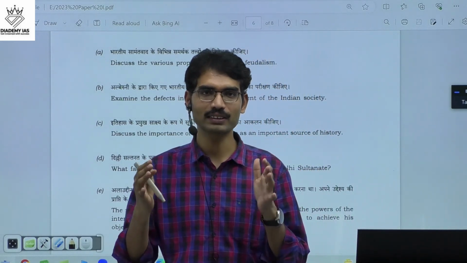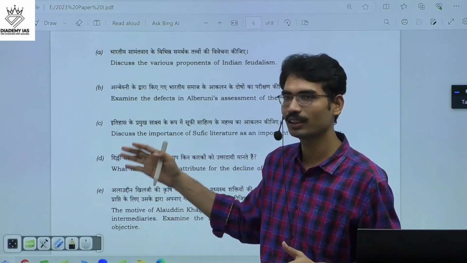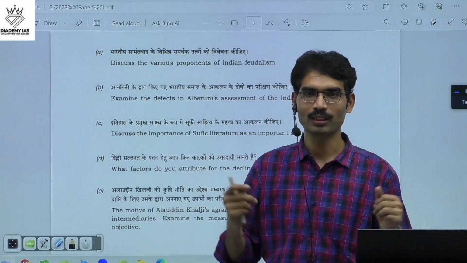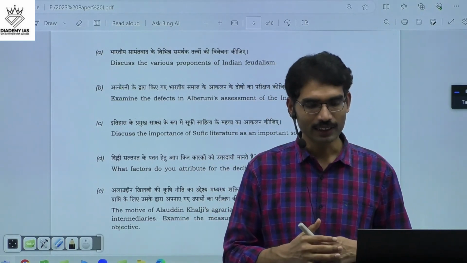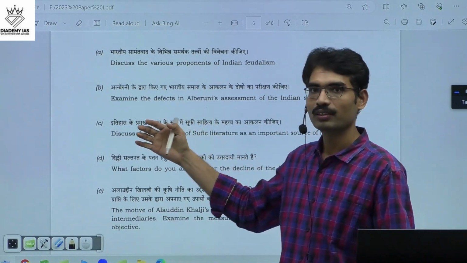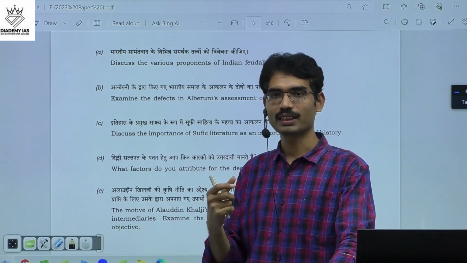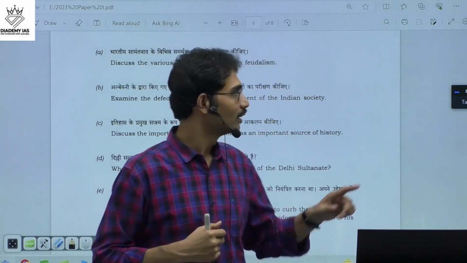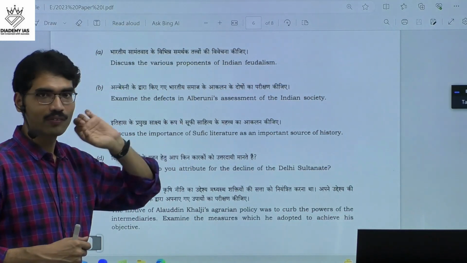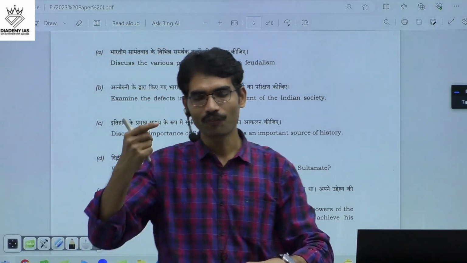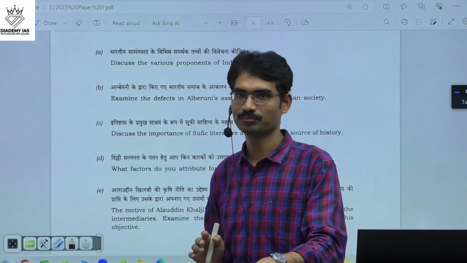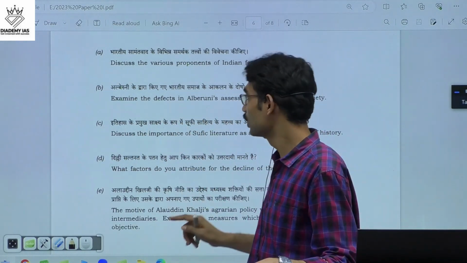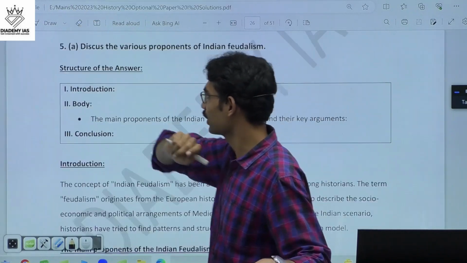What is the exact nature of Indian polity during the early medieval time period? Some say it is a segmentary model. Some say it is a feudal model. Someone says it is an integrative model. So likewise, different proponents are there when it comes to Indian feudalism. With respect to Indian feudalism itself, there are multiple theories and different people contributed to this. Now I will show the answer for this.